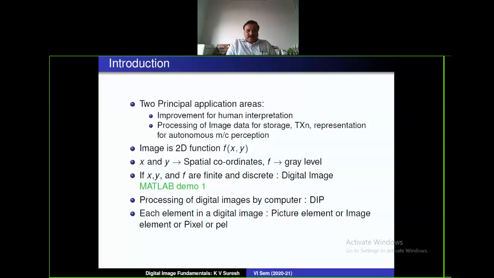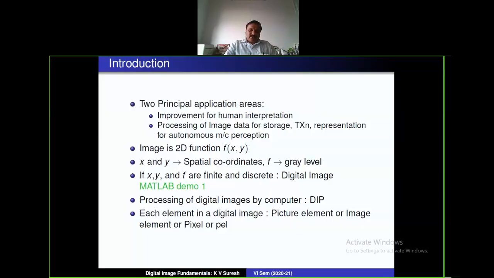Now the second application is you want to store the data, or you want to transmit the data, or you want to represent the data for maybe autonomous perception. For example, I want to recognize the license plate of a vehicle. So I need to capture the image. It is not enough that I improve the quality. It is not enough that I do pre-processing. I should be in a position to recognize each and every character, then identify which vehicle it is.